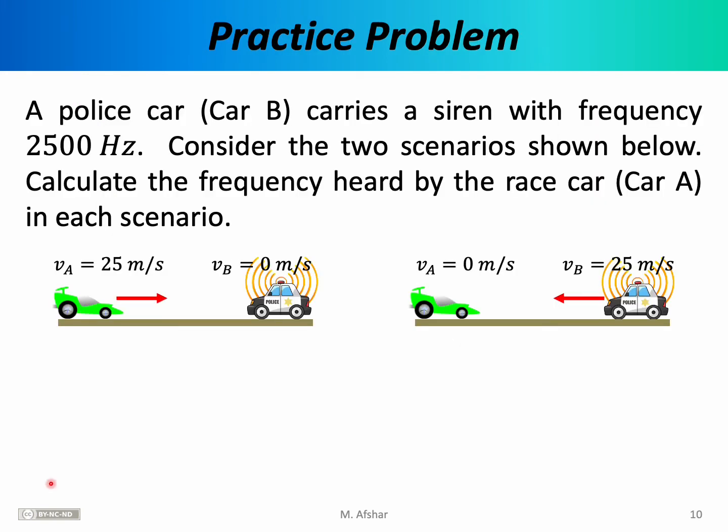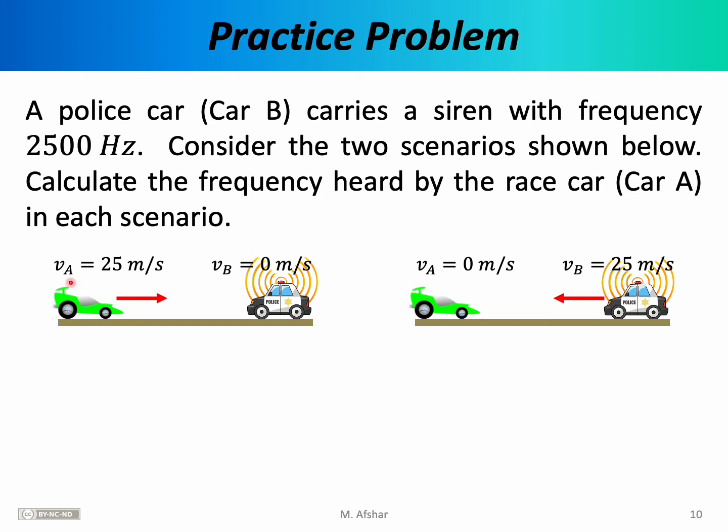So let's end this lecture with a practice problem. A police car, let's call it car B, carries a siren with a frequency of 2,500 Hertz. Consider the two scenarios shown below. Calculate the frequency heard by the race car, we'll call that car A, in each of the two scenarios.